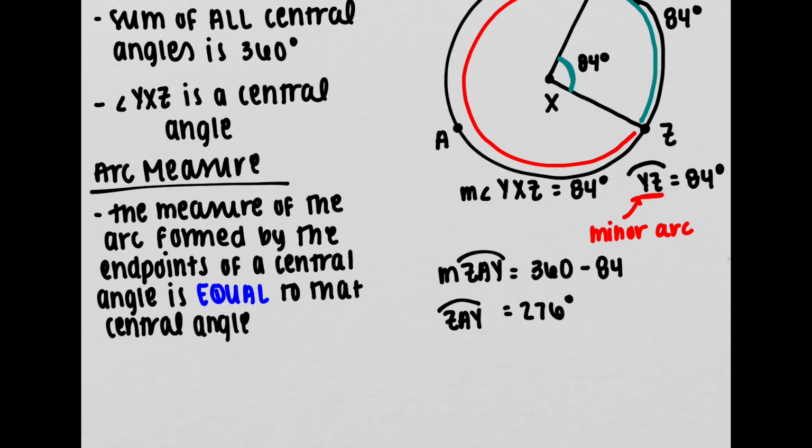And remember, we just talked about this. The other one was a minor arc, so ZAY is a major arc. It has 3 letters, but it's also greater than 180, which is how we know that it's a major arc.